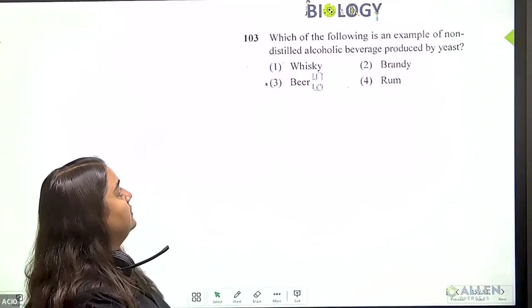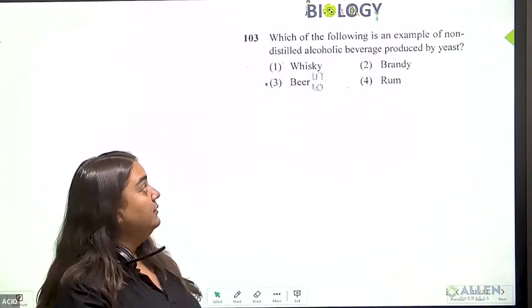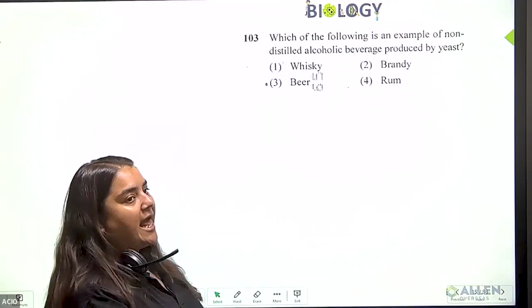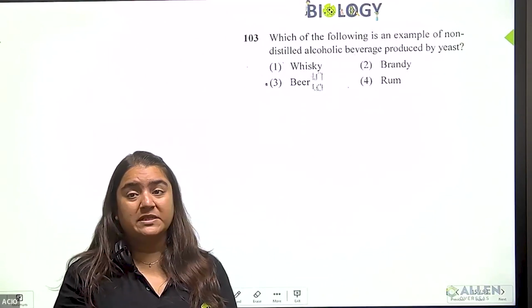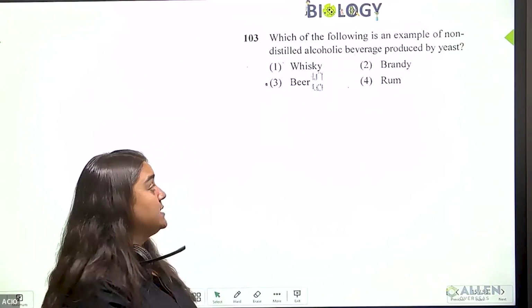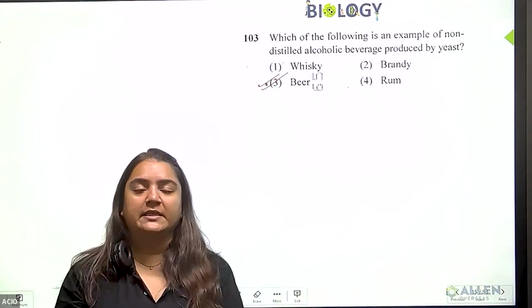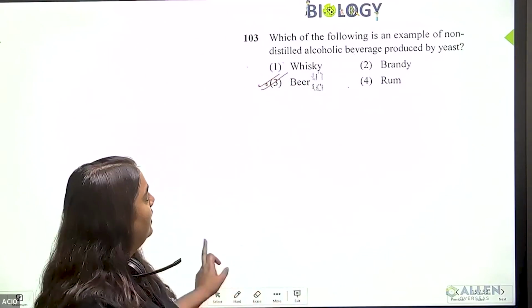Let's move ahead. Very easy question again, no brainer. Which of the following is an example of a non-distilled alcoholic beverage? Non-distilled means whose alcohol content is less. So the answer over here is direct, that is beer. And one more example was there in NCERT, that is wine.